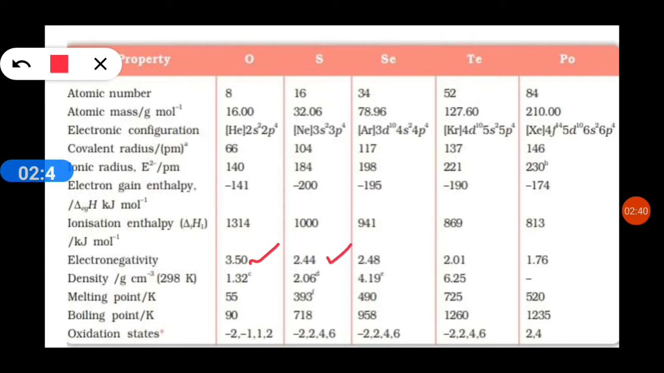But the negative value of electron gain enthalpy is lesser negative for oxygen as compared to that of sulfur. It is because of small size of oxygen. As it gains the extra electron, there occur inter-electronic repulsions, and some of the energy is used to overcome these repulsions.